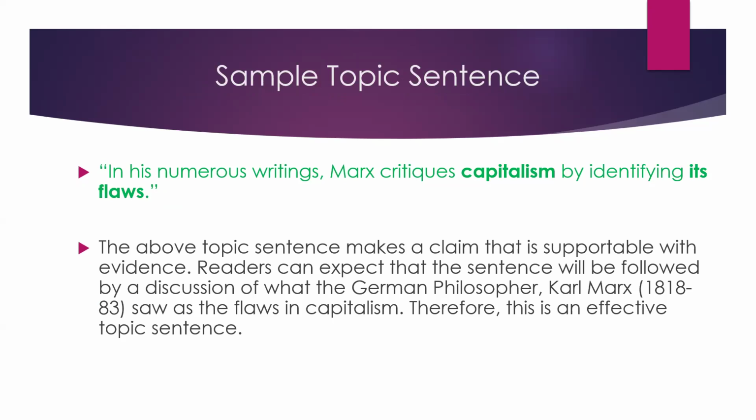Capitalism would be the topic, and its flaws would be the specific part of the topic. So in this case, it looks like Karl Marx is not just looking at capitalism as a whole, but looking particularly at its disadvantages. Please note that there are also advantages to capitalism, but the fact that he's looking particularly at the disadvantages shows that this is a well-specified topic sentence and it can be developed into a strong paragraph with the right research and evidence. So the above topic sentence makes a claim that is supportable with evidence. Readers can expect that the topic sentence will be followed by a discussion of what the German philosopher Karl Marx saw as the flaws in capitalism. Therefore, this is an effective topic sentence.